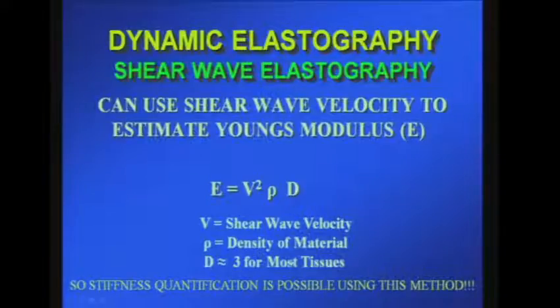So for isotropic tissues, and most tissues would fit this pattern, the d is approximately 3, such as in the liver and spleen. Other tissues which are not isotropic, such as muscle or kidney, this factor is unknown, but it is not 3, so it might be safer to use the shear modulus.